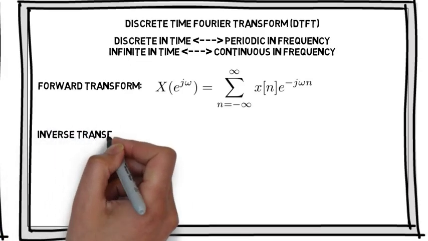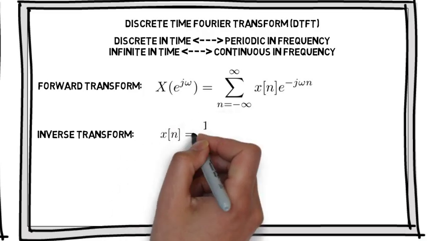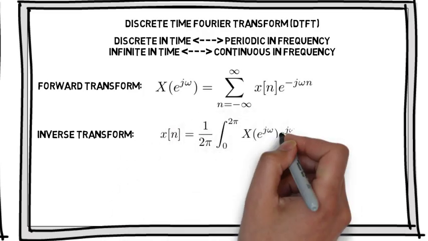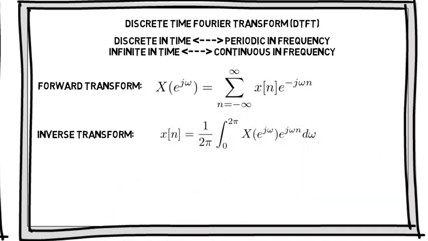And so the inverse transform then will be the integral over any complete period in the frequency domain, for example from negative pi to pi, or from 0 to 2 pi, of x of e to the j omega times e to the j omega n integrated d omega. And again, because we didn't normalize in the forward transform, we have to normalize in the inverse transform. We multiply times 1 over 2 pi.